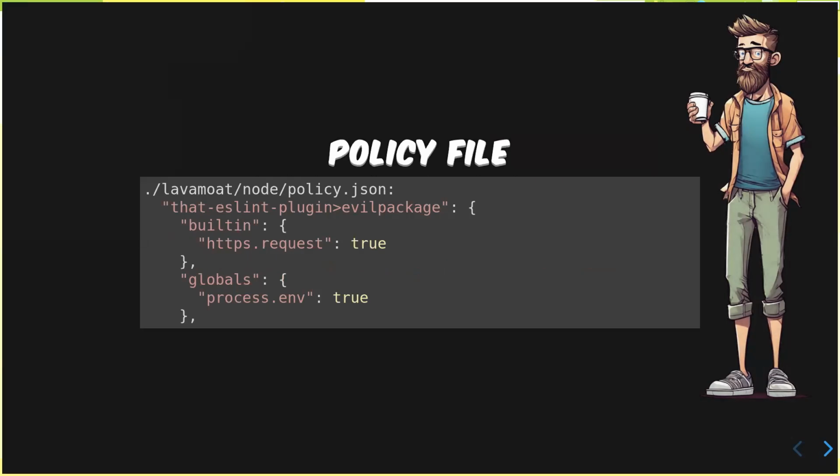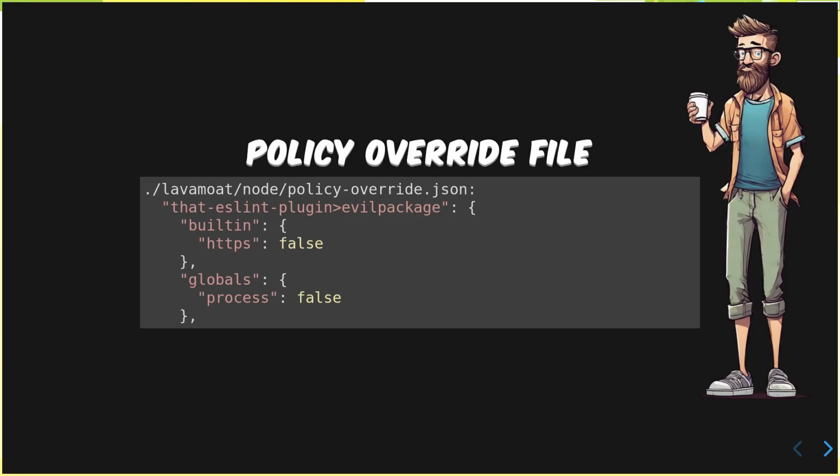So let's look at a small section of the policy file. It's that ESLint plugin that the hacker is helping maintain, and it suddenly depends on an evil package, and that evil package before obfuscation would look like this. So we have HTTPS request and process env in the policy. You can decide to override the policy and say that HTTPS and process should not be accessible for evil package.